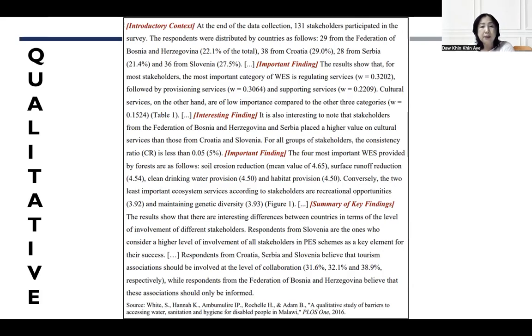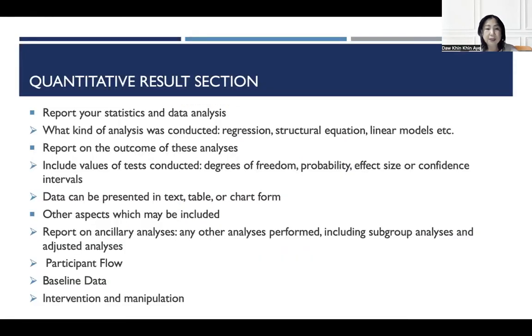And here, the results show that for most stakeholders the most important category is regulating service, an important finding, followed by an interesting finding, followed by an important finding. And at the end, the summary of key findings, that means the concluding paragraph. There are interesting differences between countries in terms of the level. And then it summarizes the most important point. Okay, so I think this is how you can see it.